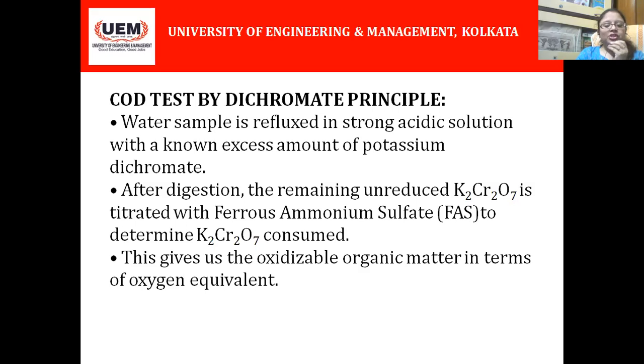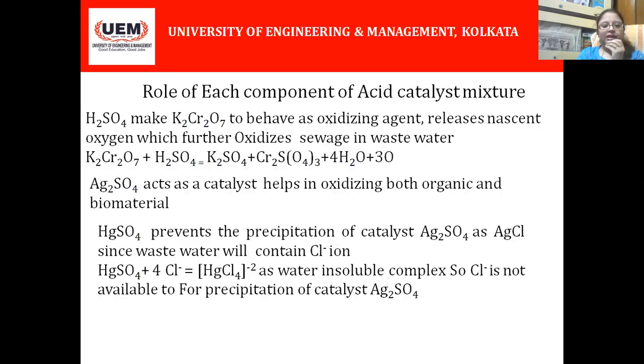Now, some of the potassium dichromate is exhausted because it is reacting with your wastewater sample, and some remain as it is. So by back titrating with ferrous ammonium sulfate, you are measuring the amount of potassium dichromate that remain unreacted in your sample. This gives us the oxidizable organic matter in terms of oxygen equivalent.